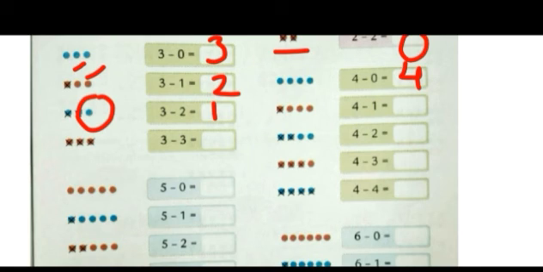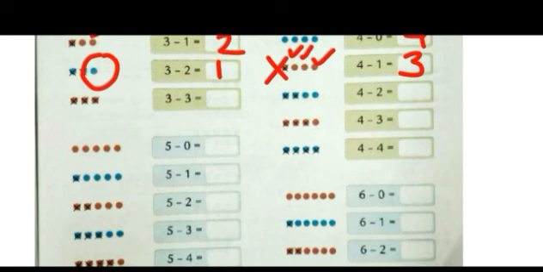See the next one. 4 minus 1. 4 is a bigger number. Out of that, we have to cut 1. So see, 1 dot is crossed. How many are left? 1, 2, 3 dots are left. So we will write 3 in the given space.